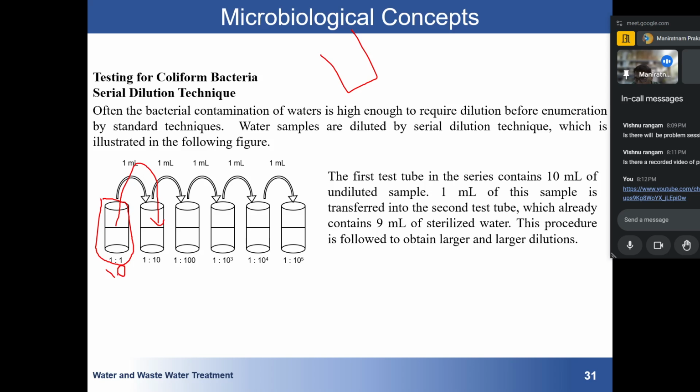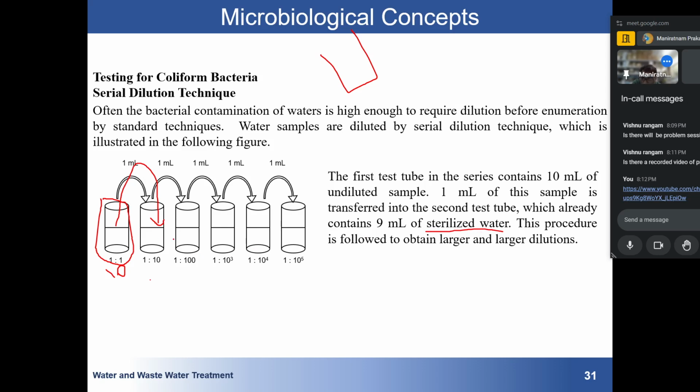So this will be completely 10 ml of our sample. From this sample I will take 1 ml and add it to 9 ml of pure water or ultra pure water. The first tube contains 10 ml of the undiluted, meaning original, sample. The 1 ml of this sample is transferred to the second tube, which already contains 9 ml of sterilized water. This procedure is followed to obtain larger dilution.